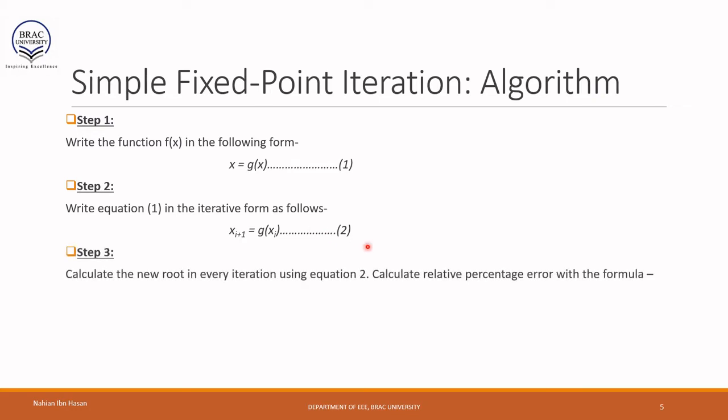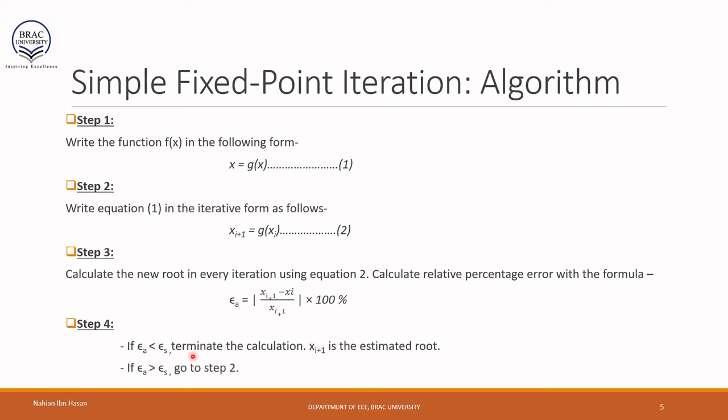In the third step, we calculate the relative percentage error using the two previous approximations, that means x i plus 1 and x i. Using these values, we can calculate epsilon a, and in step 4, we check whether this approximate percentage error is less than the pre-specified limit or not. If it is less than the limit, we terminate the calculation, and if it is not, we go back to equation 2 and repeat the whole procedure. So these are the steps of the simple fixed point iteration algorithm. That is very straightforward.